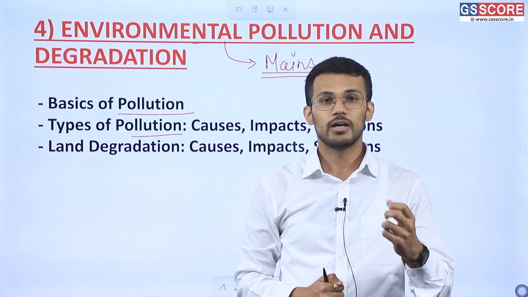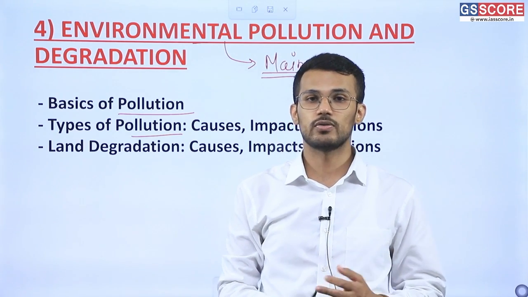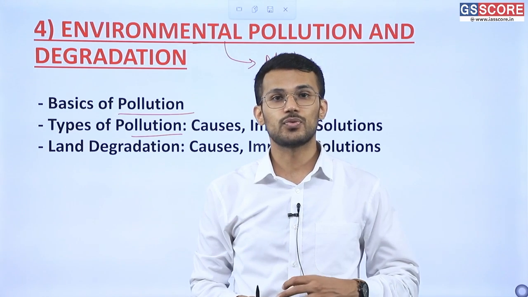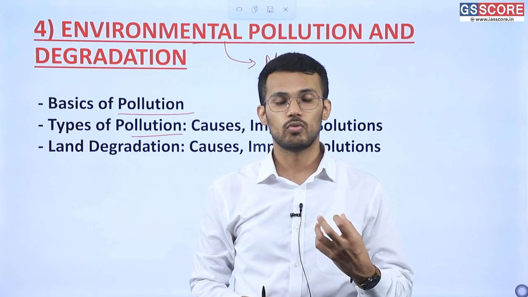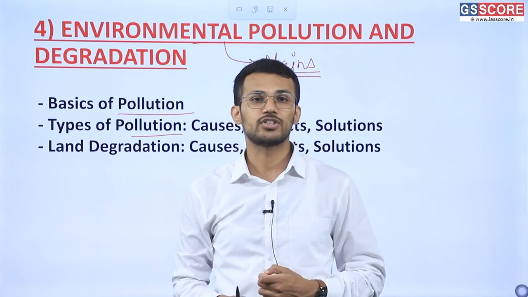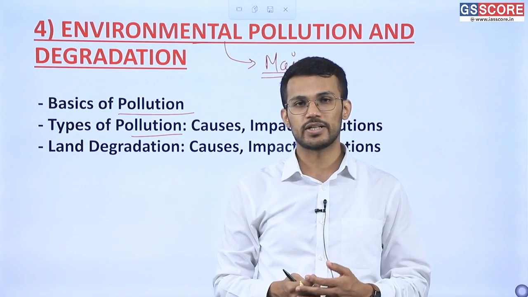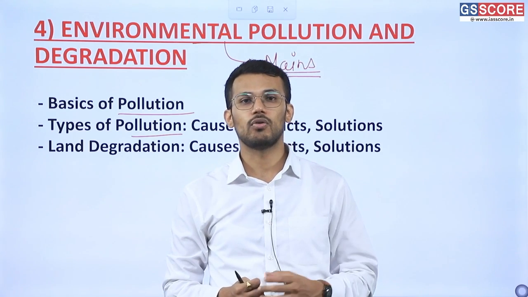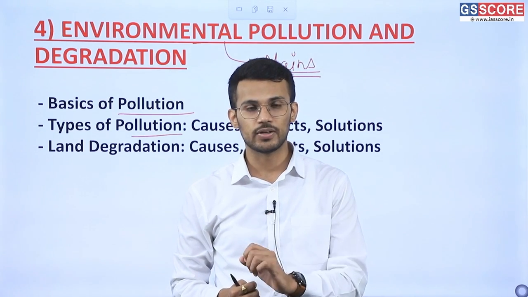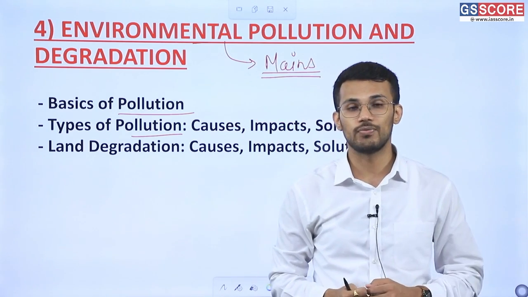For example, air pollution. What are the sources of air pollution, both natural as well as anthropogenic? What are different air pollutants? What are their sources? What are their impacts? And then what action government has taken to reduce air pollution? All the actions, for example, the enactment of Air Act 1981 is the most important action taken by the government for the reduction of air pollution.